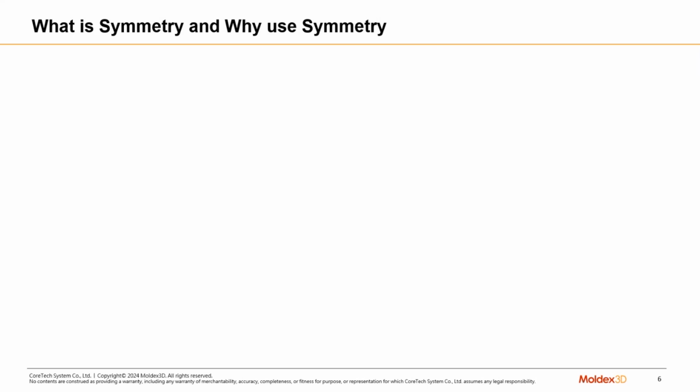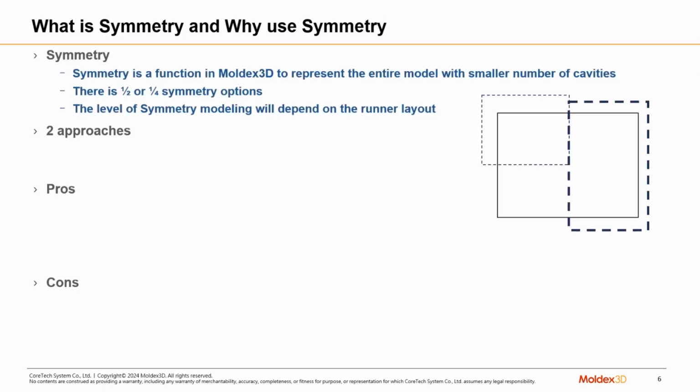Then what is symmetry, right? Symmetry is basically running part of that 32 cavity mold. So we're going to talk about what is symmetry, what are the two approaches when you are running these kinds of symmetry analysis, and what are the pros and also the cons of running these kinds of analysis, right? Symmetry is basically a function inside Moldex3D to represent the entire model with a smaller number of cavities, right? And we have a half symmetry option and a quarter symmetry option, right?